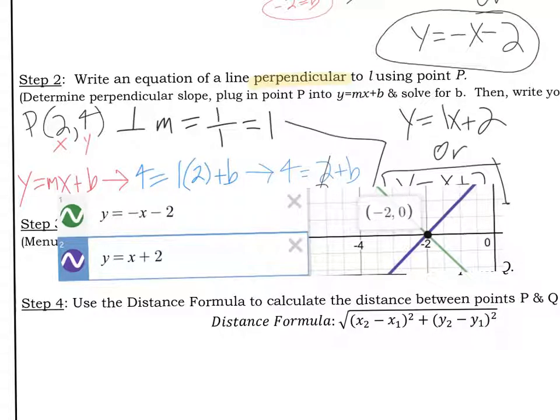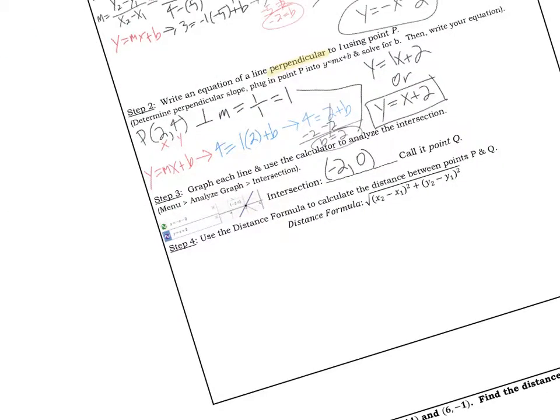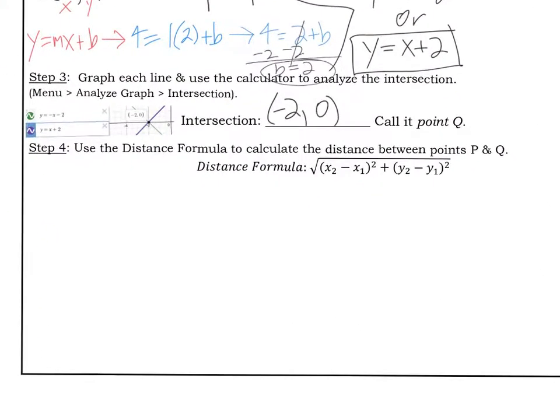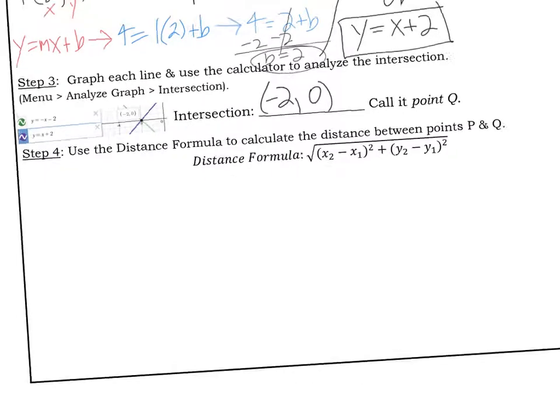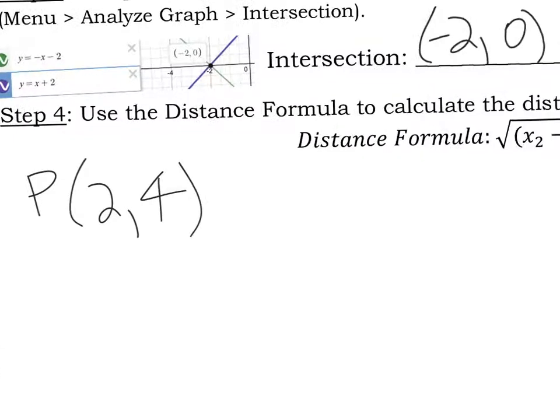So they intersect here at (-2, 0). So I'm just going to write (-2, 0) on my intersection blank right here, and I'll call that point Q just to give it a name, okay? And so what I'm going to do now is calculate the distance between points P and Q. Remember, P was the point that was given to you in the very beginning at (2, 4). Q is the point that we just figured out at (-2, 0).